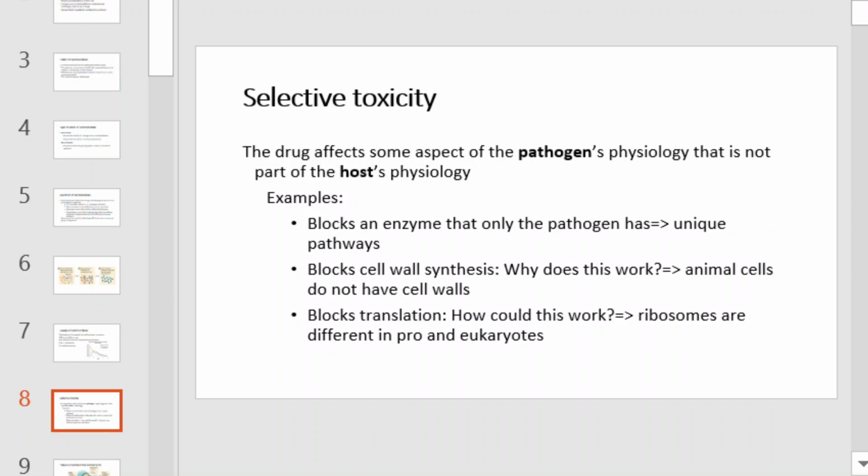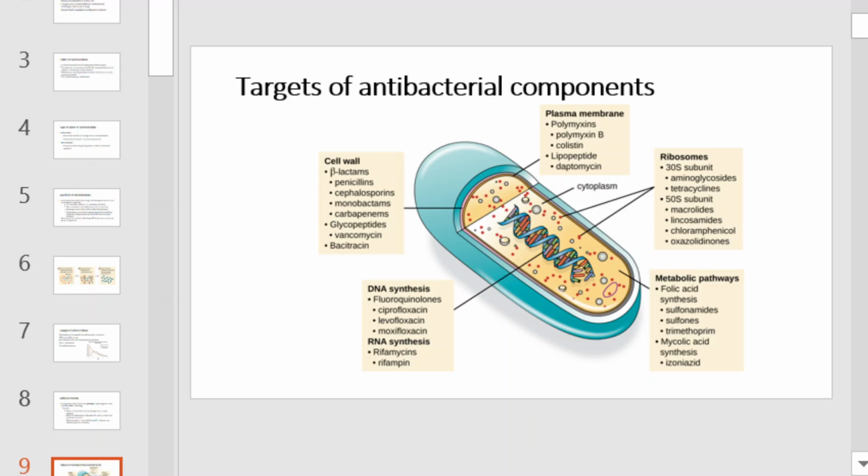Selective toxicity may also include blocking translation. The ribosomes in a prokaryote are different than those of a eukaryote, so blocking translation at the level of a prokaryotic ribosome is safe in a eukaryotic organism. This is an illustration of the targets of antibacterial components. Take a moment to pause the video and reflect on each of these before moving on.